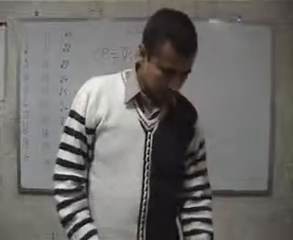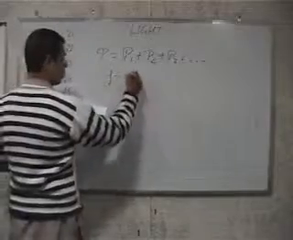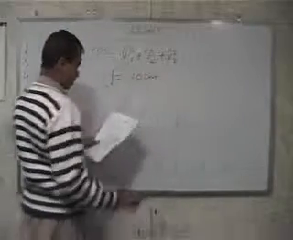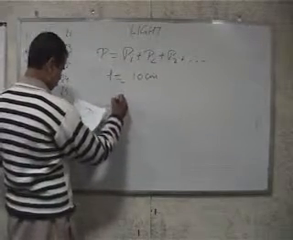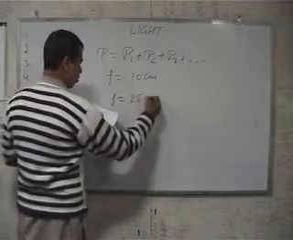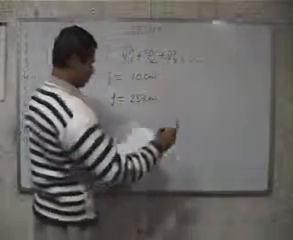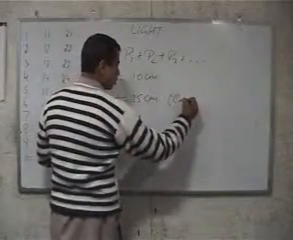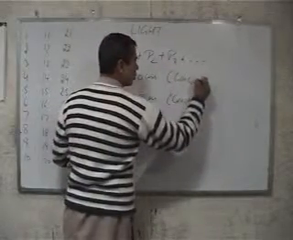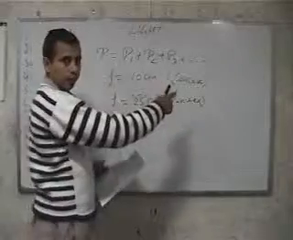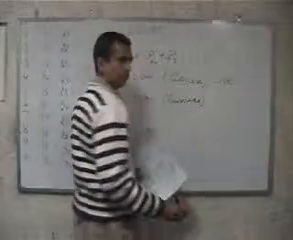Now in this we are given one concave lens. Focal length of concave lens is 10 centimeters and the focal length of the other lens is 25 centimeters. But you have to be very careful that this lens is convex and this is a concave lens. Now for a concave lens, the focal length has to be taken as negative.